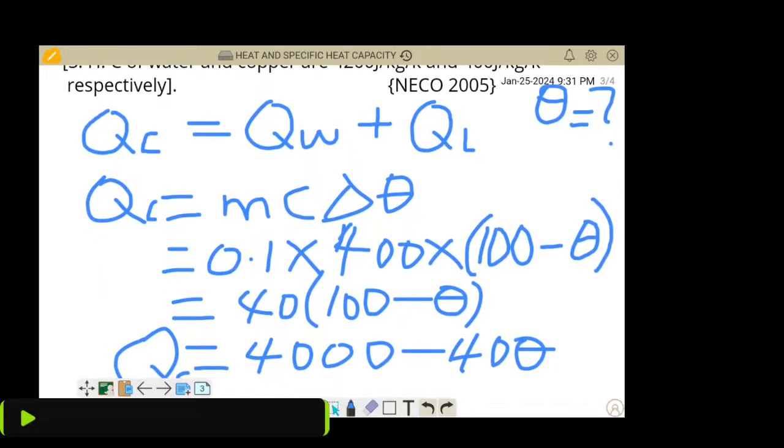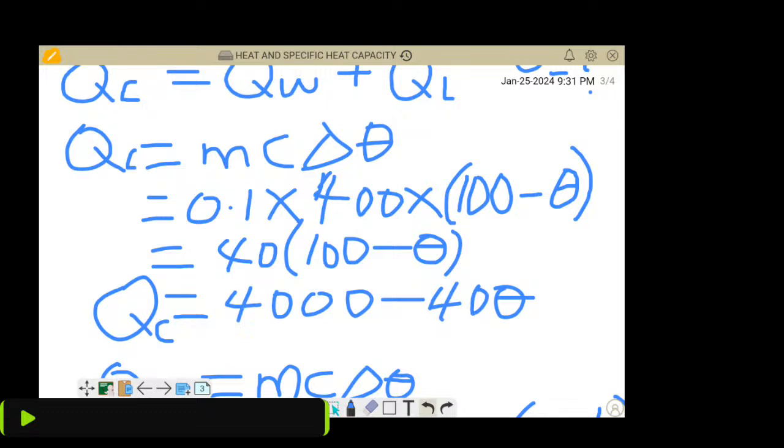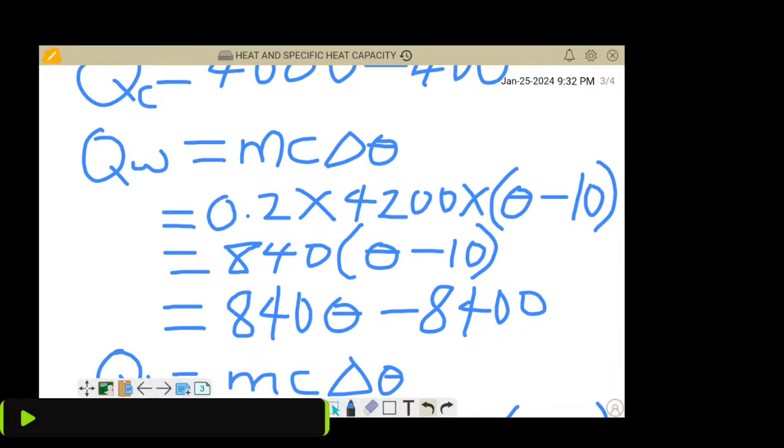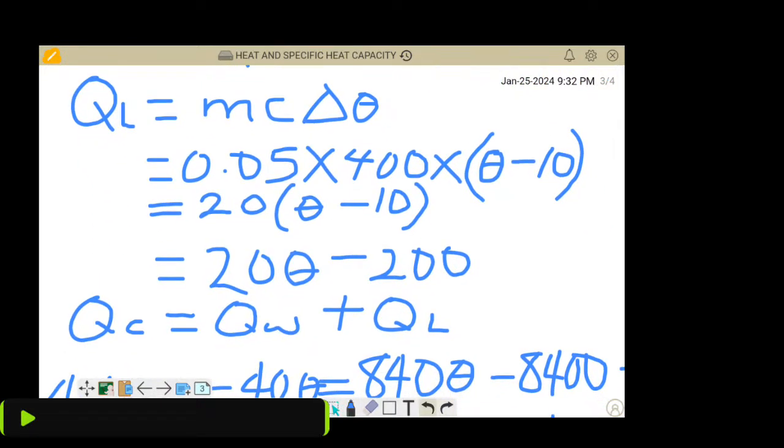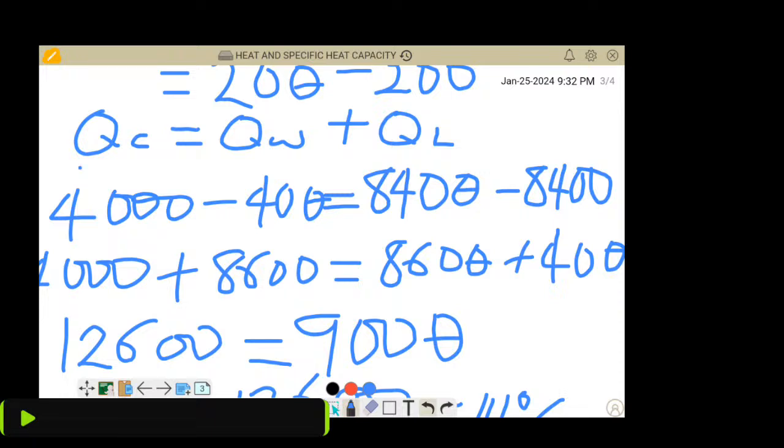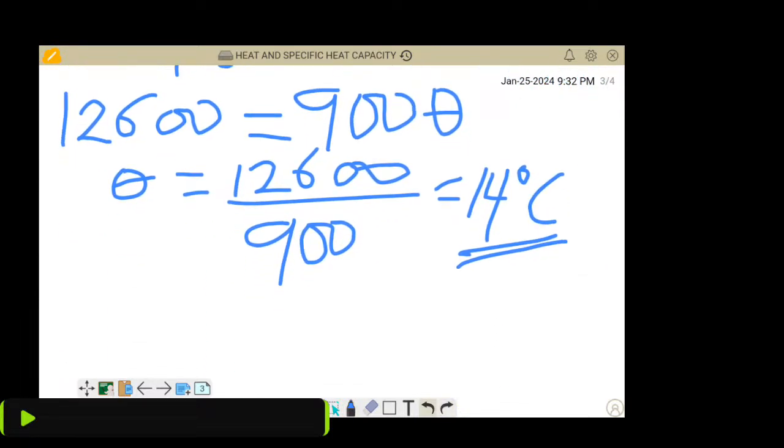Remember, the heat content of an object equals mc delta theta. We've discussed that during the introductory part, and through that we were able to generate this equation for heat lost by copper, and we moved on to generate this equation for heat gained by water, and we later generated this for heat gained by calorimeter. Bringing them all together in a simple equation and collecting the like terms, we're able to arrive at the final answer by having our theta to be 14 degrees Celsius.